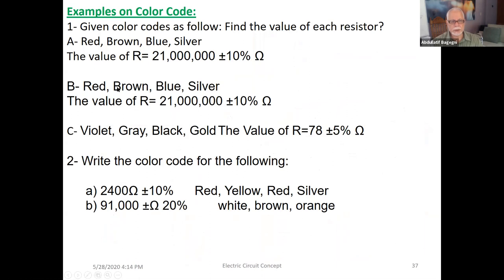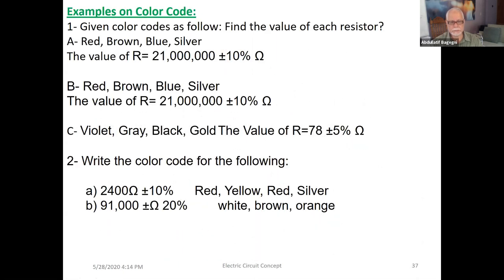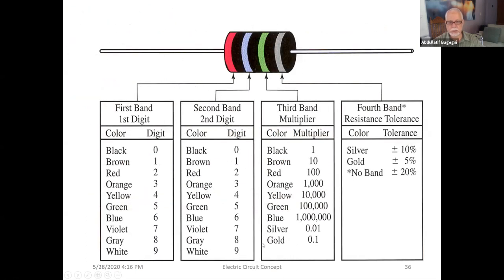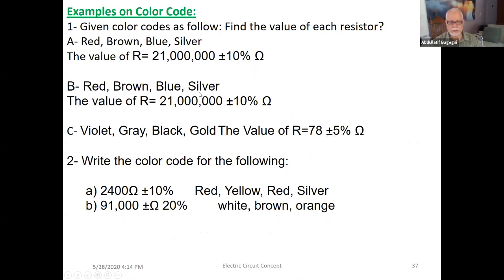Okay, here we have the same thing, red, brown, blue, silver. I'm just repeating this question. Now we have violet, gray, black, gold. So again, we go to the table. Violet is 7, gray is 8, so 78. Now the black is the multiplier. So always the first digit, second digit, and the third one is the multiplier. You have to multiply these two digits by the color code of this one. The multiplier for black is 1. So multiply that by 1. And then since it's gold, gold is plus or minus 5%.